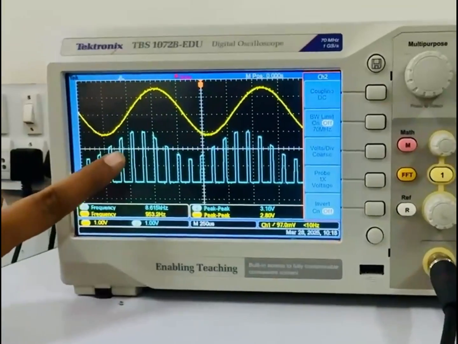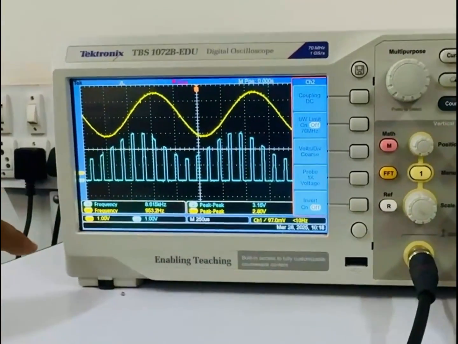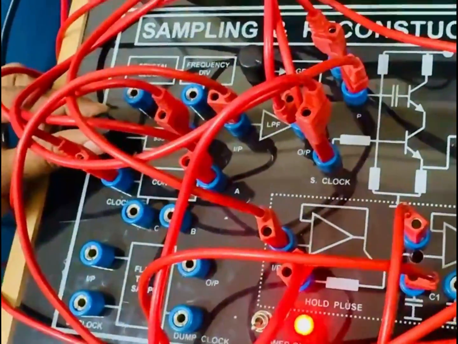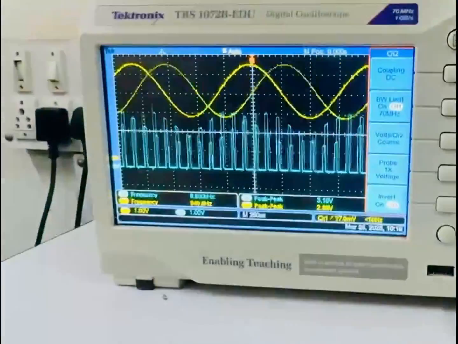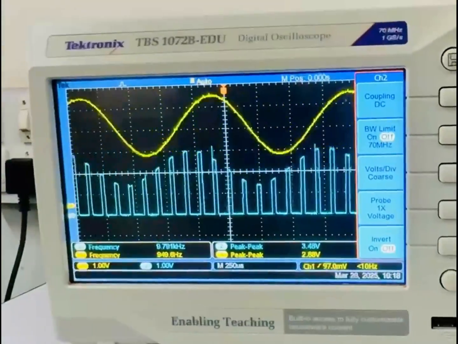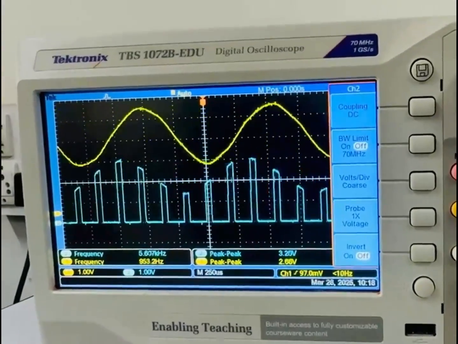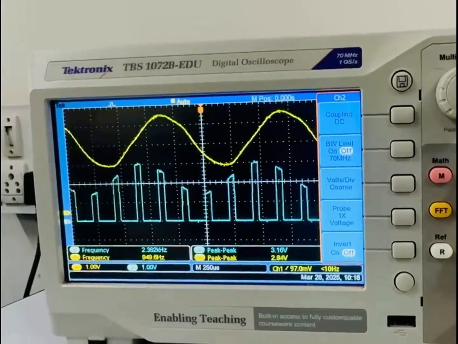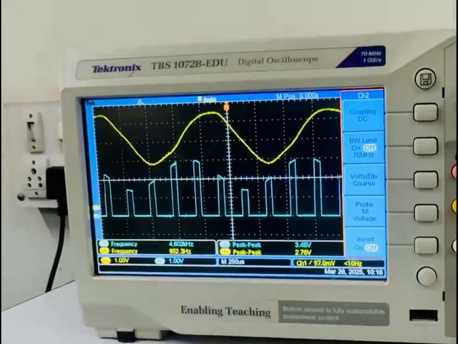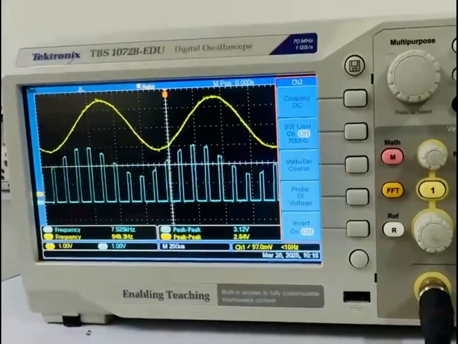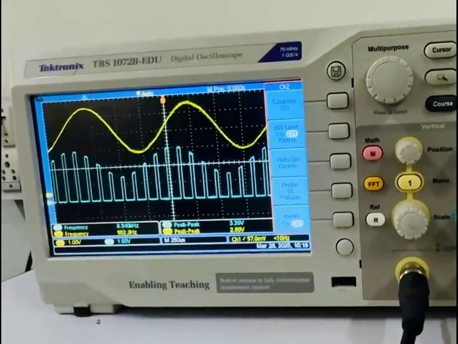If we change the sampling frequency to a lower value, then again we will observe that there will be distortions in the reconstructed output. So now I am again changing the potentiometer near 555, and we will observe that now the samples are getting reduced and the distortions are getting introduced in the reconstructed waveform. We can also observe the change in the modulating frequency will also affect the reconstruction of the signal.